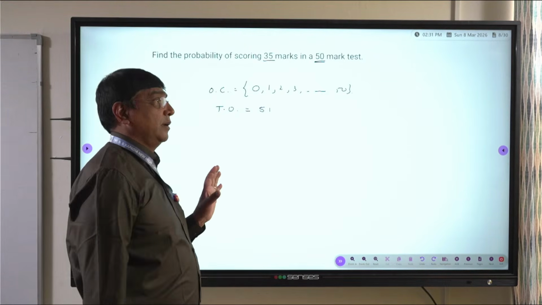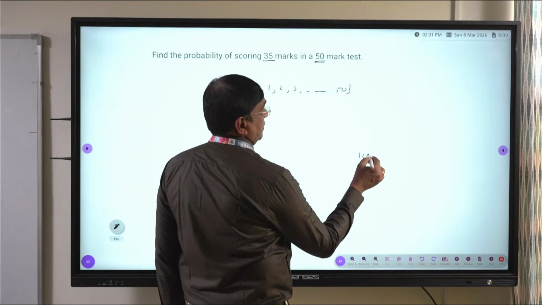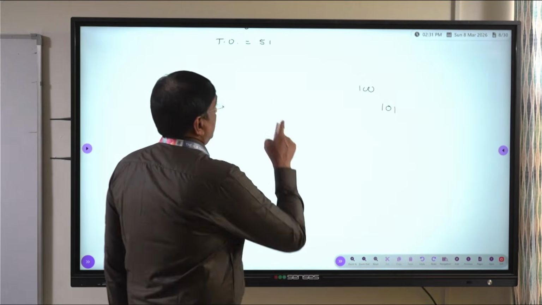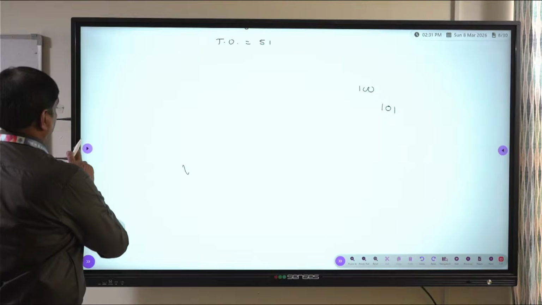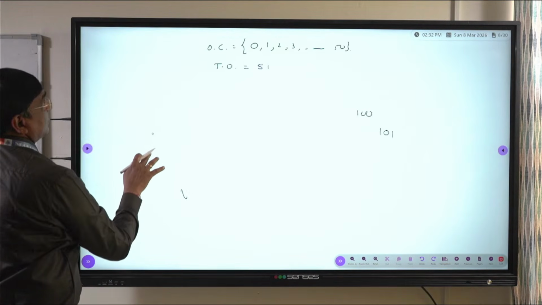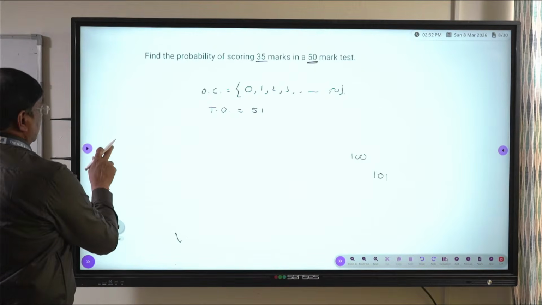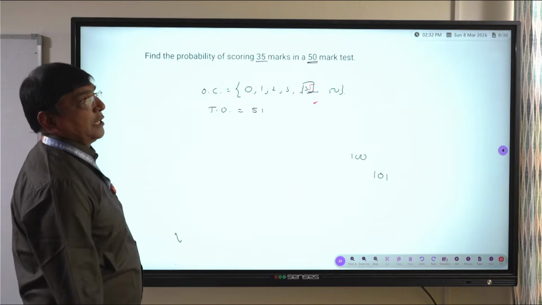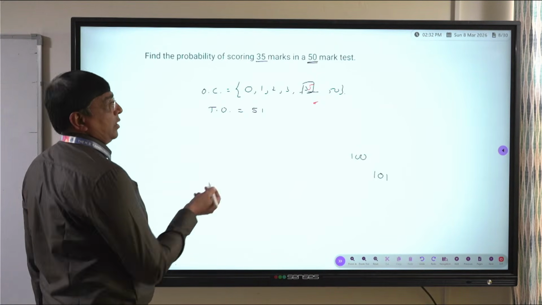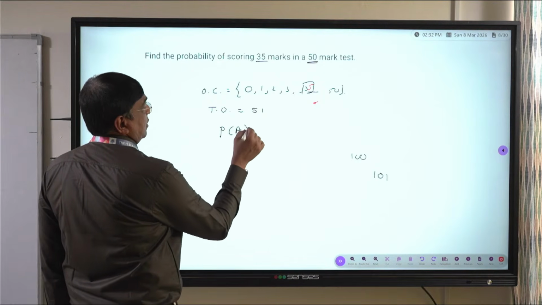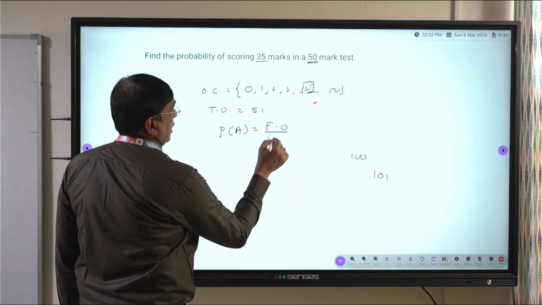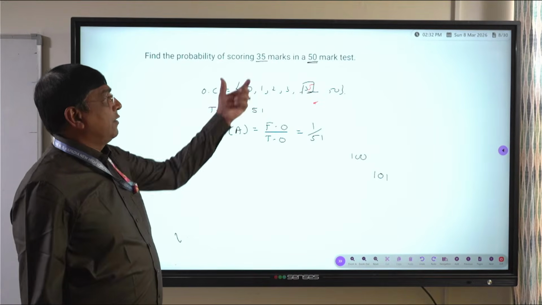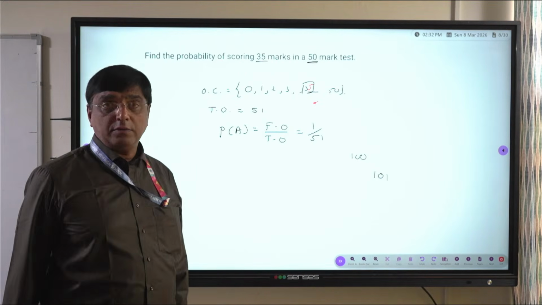ये आपको याद रखना. अगर 100 मार्क्स की एग्जाम है, देन टोटल आउटकम्स आर 101 including 0. Now 35. बीच में एक नंबर आएगा 35. It is repeated only one time, so favorable occurrence is 1. तो probability की formula favorable occurrence upon total outcomes. Favorable 1, total 51. So 35 marks in probability 1 by 51.